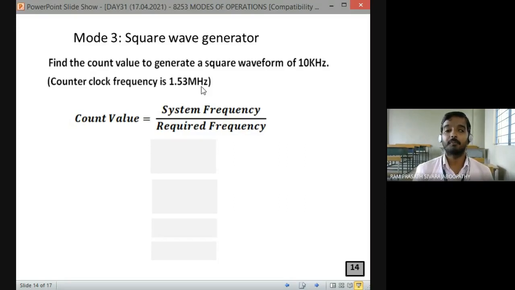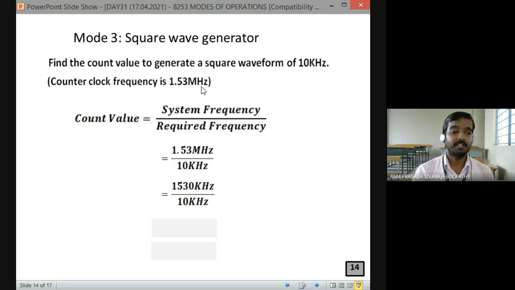Here we can load the count value as it is. No issues. 153. Very good. So 1.53 megahertz divided by 10 kilohertz. Writing megahertz in terms of kilohertz, it is 1530 kilohertz divided by 10. So it is going to be 153 in decimal. If I convert this to hexadecimal, I get the value as 99 hertz.